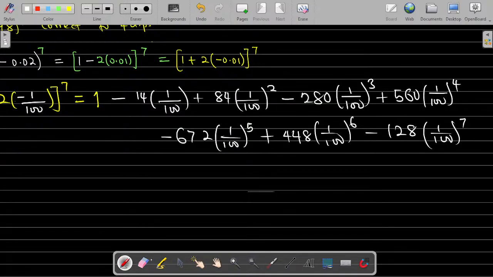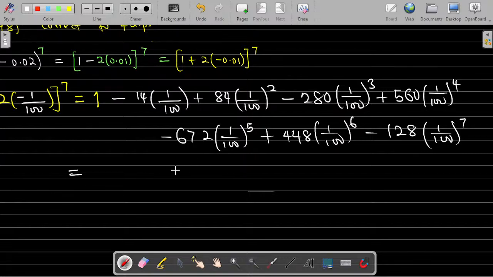Remember, they said we should simplify to 4 decimal places. Oh, that means we needed the decimal value. So I can still take that 1 over 100 as 0.01, and I'm not going to change it here. Maybe in your work you will not need to change it to fractions, so just leave it as 0.01. In all the brackets you can just have 0.01.